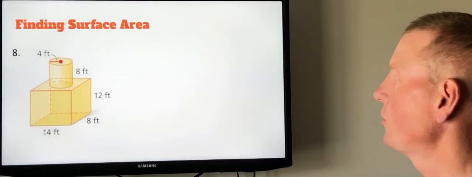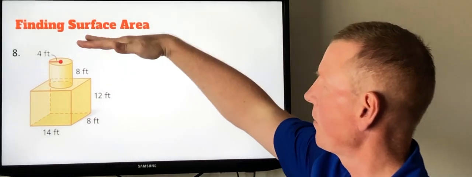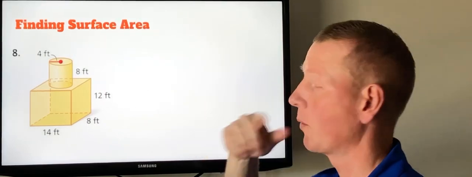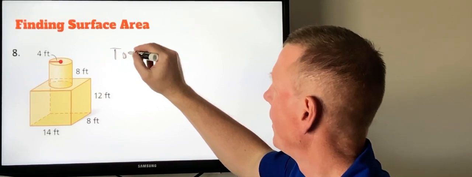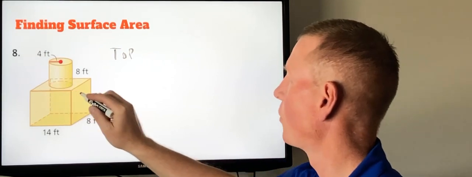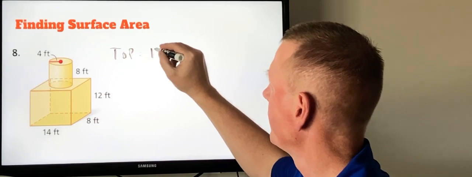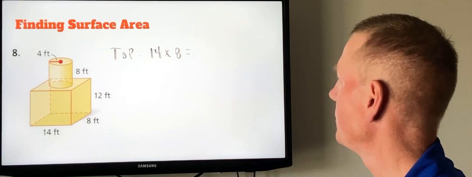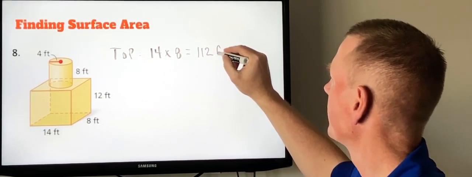So let's start with just looking down at the top of the figure. If I'm looking down at the top of the figure, I'm going to see a circle, and then I'm also going to see a square. Well, that circle's part of that square. So the top part of this figure, we're basically just going to find the area of a rectangle, which is 14 by 8. So the top is going to be 14 times 8, which gives me 112, and that's going to be feet squared.